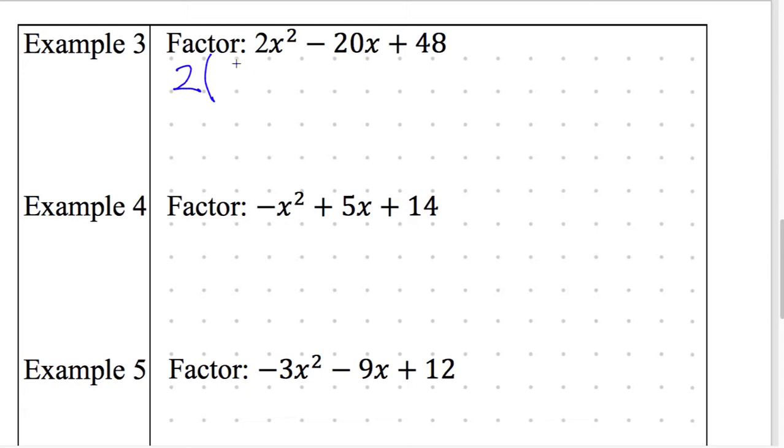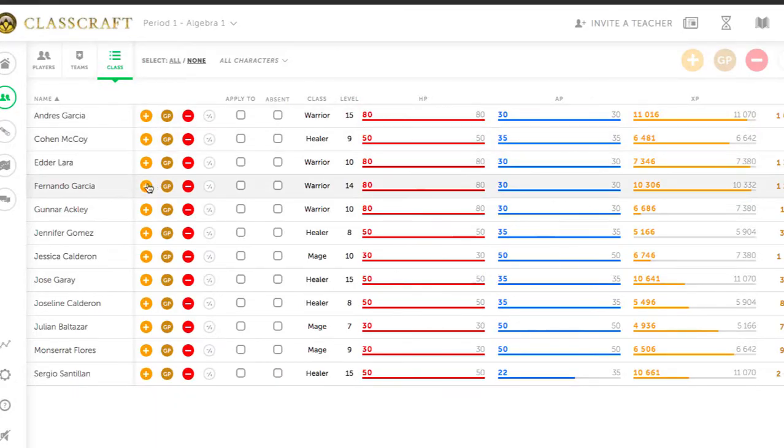Yeah, so when I factor out a 2, I should have 3 things, 1, 2, and 3 on the inside of the parentheses. Okay, so 1x. Yep, 1x squared or just x squared. And minus 10x plus 24. There it is. Everyone write it down. We have now just completed step 1, factoring out the greatest common factor. Thank you, Fernando.